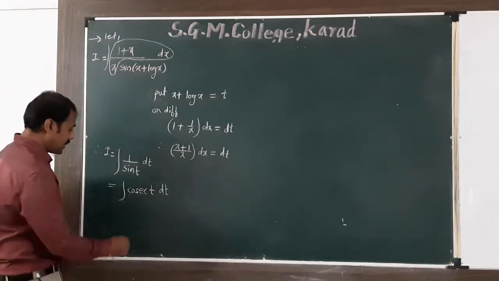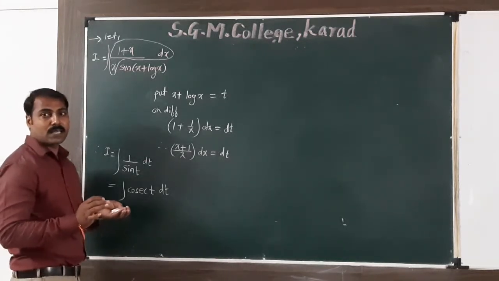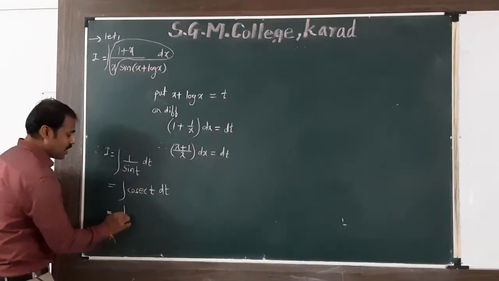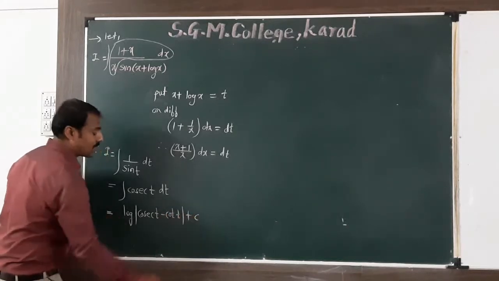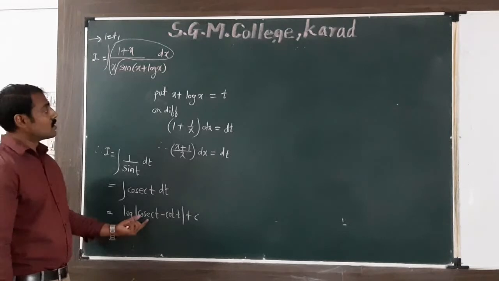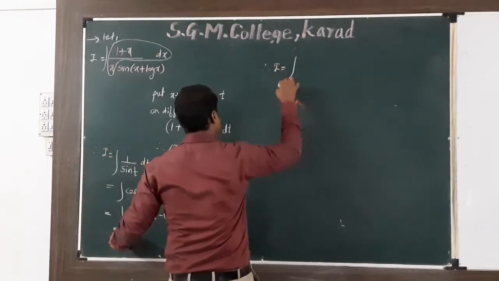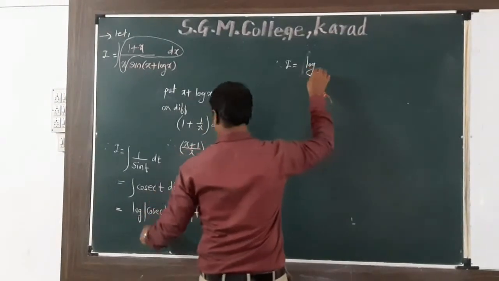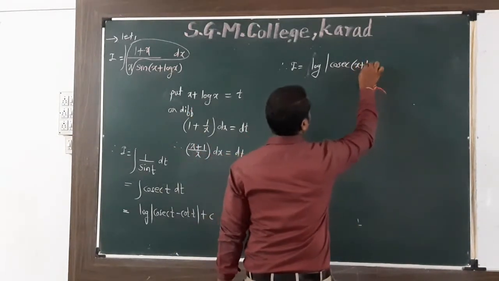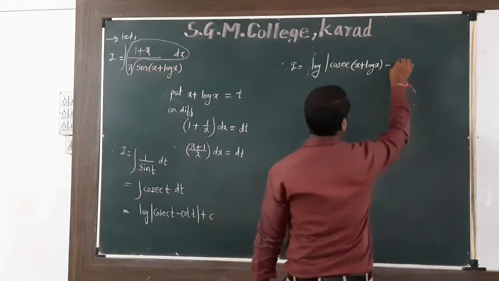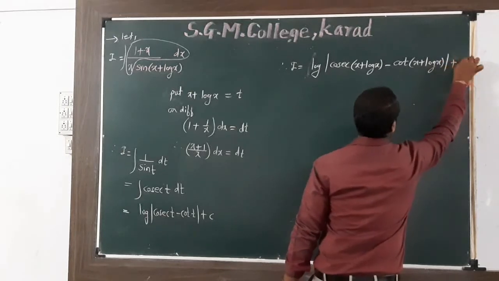And we know that the integration of cosec x dx is log of mod of (cosec x minus cot x) plus c. So the integration of cosec t is log of mod of (cosec t minus cot t) plus the constant of integration. But here the answer is in the variable t, so resubstitute the value of t, that is x plus log x. So the integration becomes I is equal to log of mod of (cosec of (x plus log x) minus cot of (x plus log x)) plus the constant of integration c.